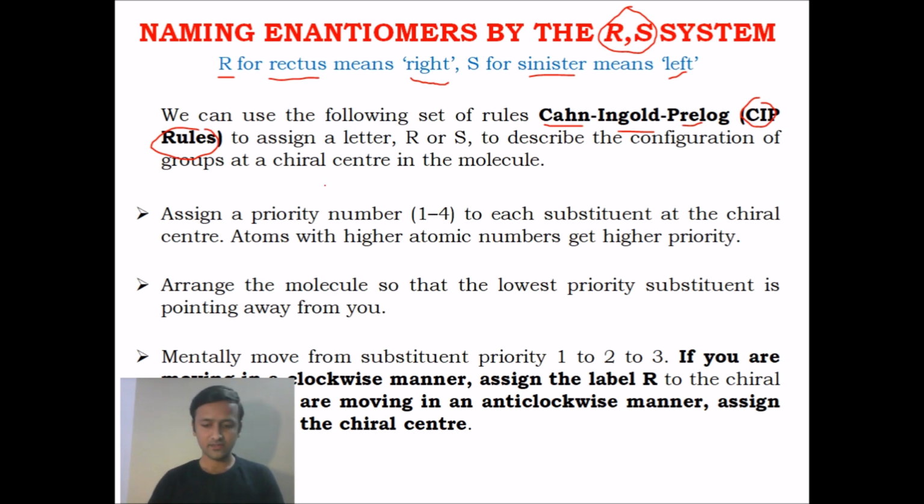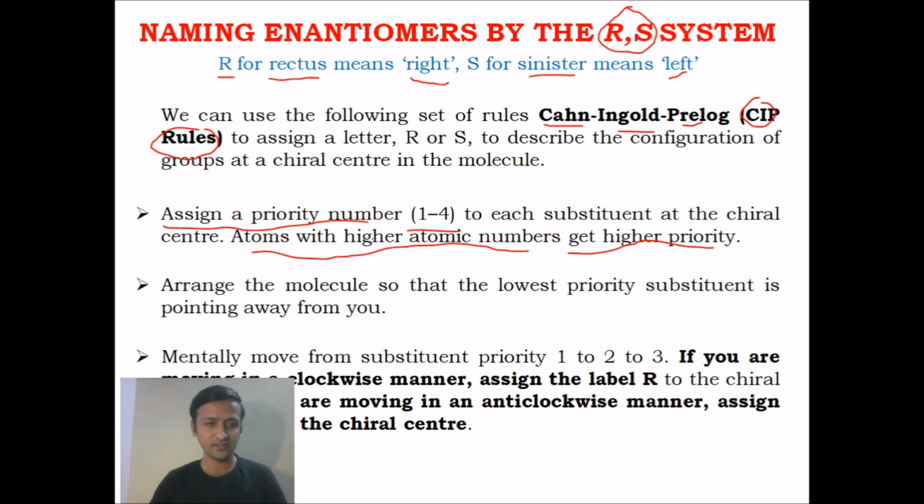Let me take the three rules we have in giving notations R and S. The first one is to assign the priority numbers 1 to 4. If you have a chiral carbon atom, there will be 4 atoms or groups of atoms attached to it. We need to give priority numbers, and that depends on atomic number. Higher the atomic number, higher the priority. So first assign the priority numbers 1 to 4 to each substituent attached to the chiral center.